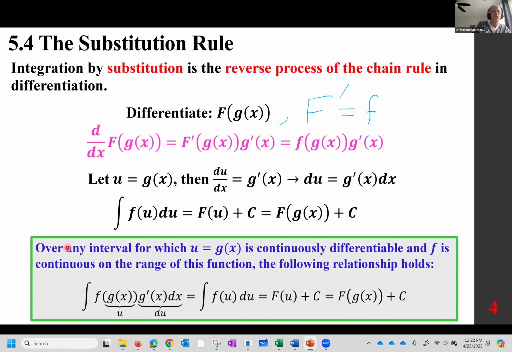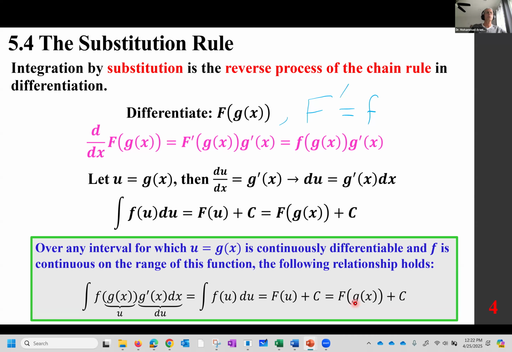So over any interval for which u equals g of x is continuously differentiable and f is continuous on the range of this function, the following relationship holds. The integral of lowercase f of g of x, g prime of x dx, where g of x is u, this entire thing g prime of x dx is du. We can call it f of u du, which becomes capital F of u plus c because we said capital F prime is lowercase f. And u is g of x, so capital F of g of x plus c.